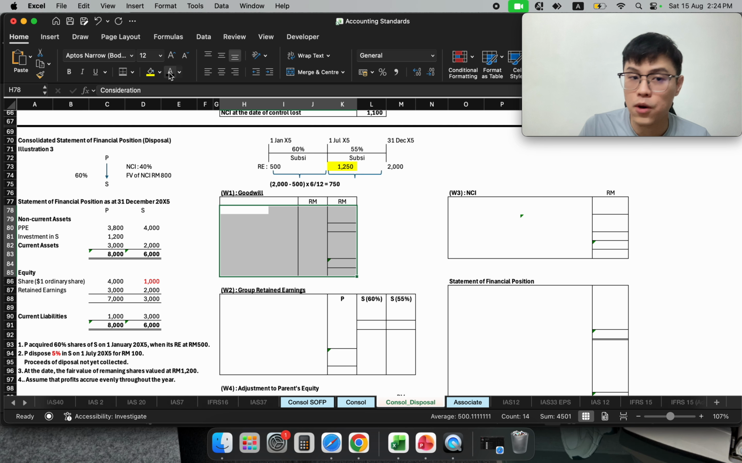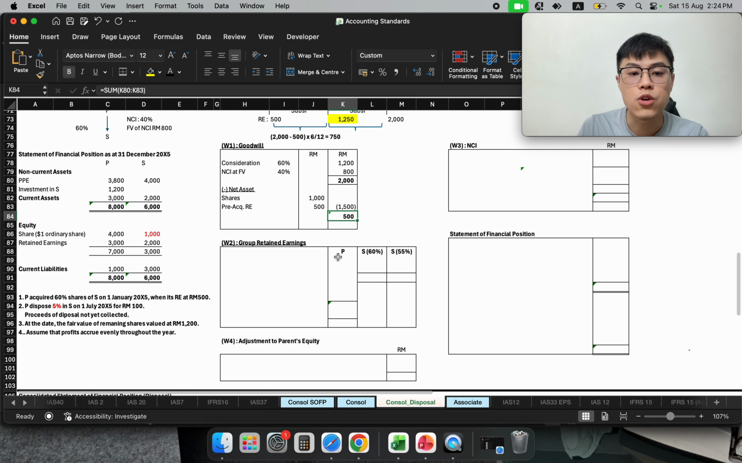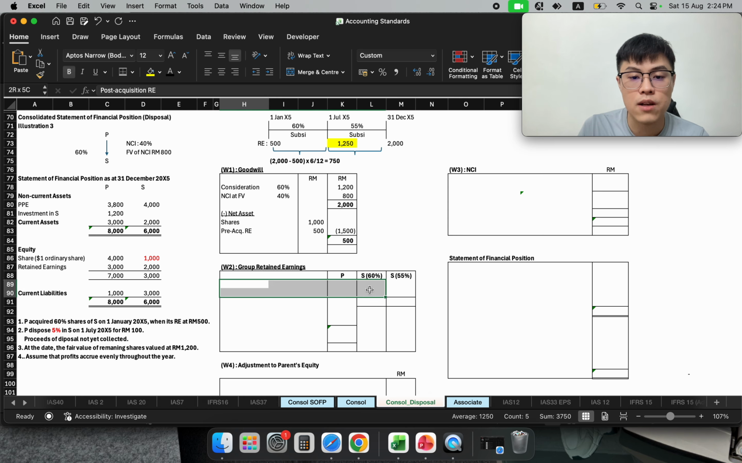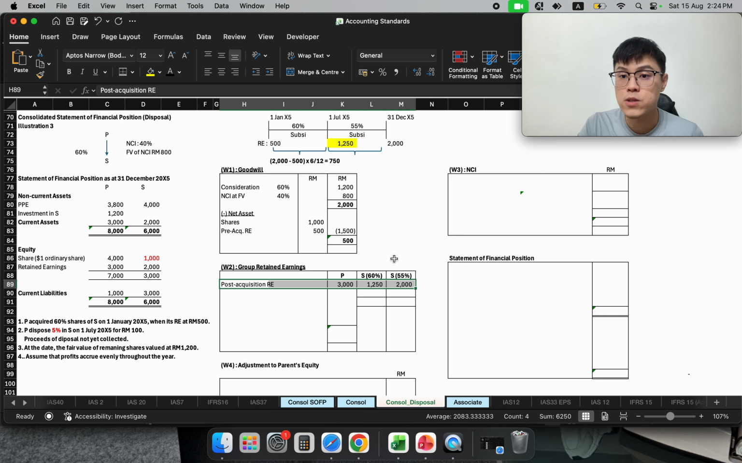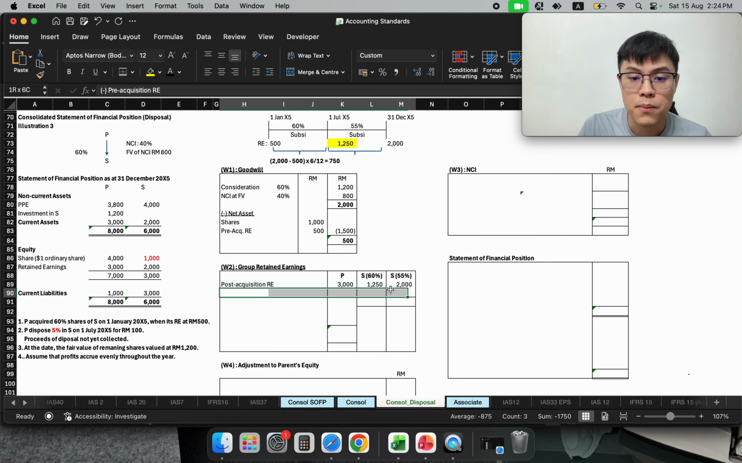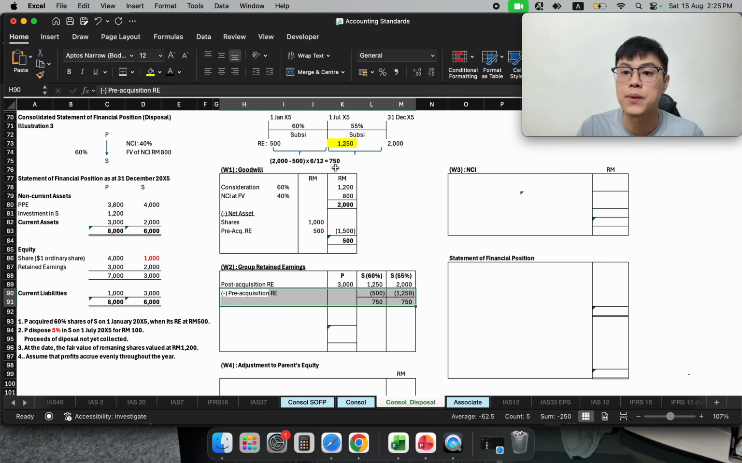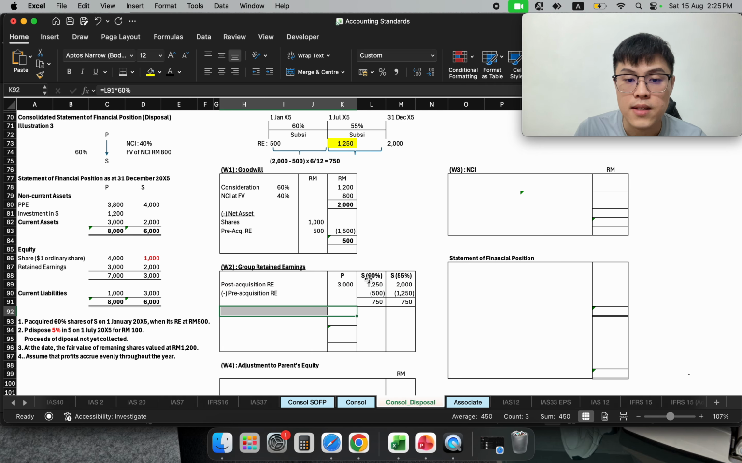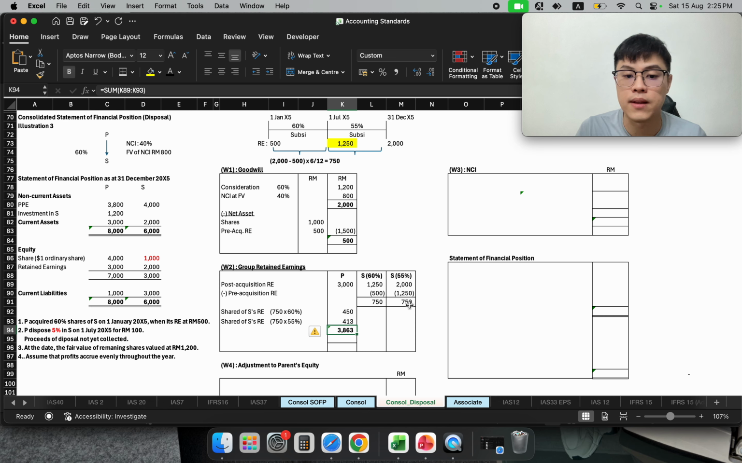Goodwill calculation, I'm not going to explain again. It's exactly the same thing at 500. Group retained earning, we are going to start off with post-acquisition retained earning, 3,000, 1,002, 2,000. And minus pre-acquisition retained earning, like what we discussed just now. And we share 60% profit retained earning shared to P and 55% shared to P. So we will carry group retained earning before the so-called adjustment at 3863.